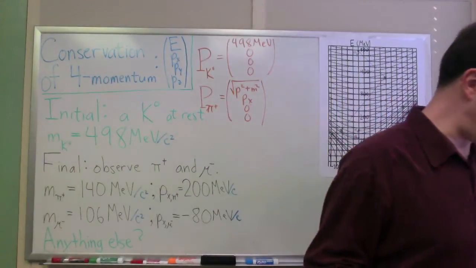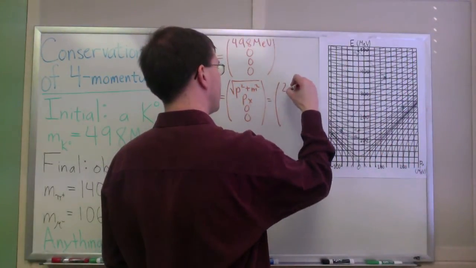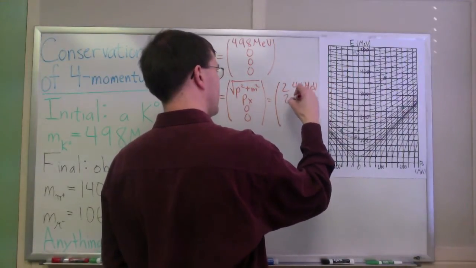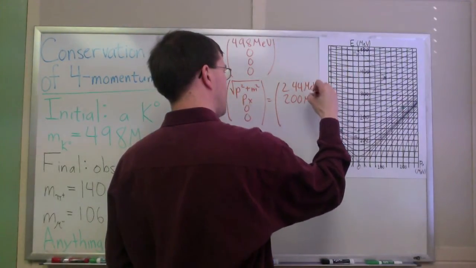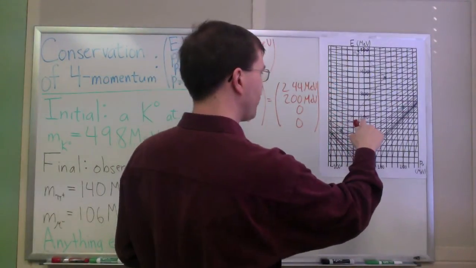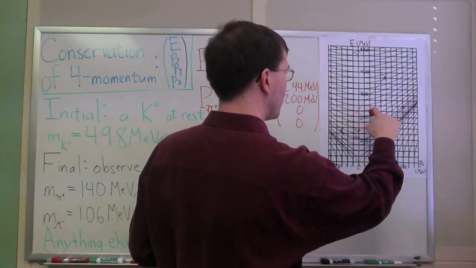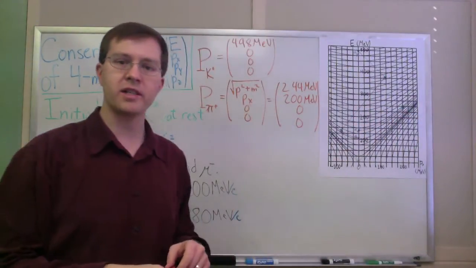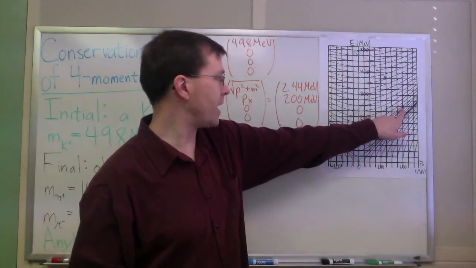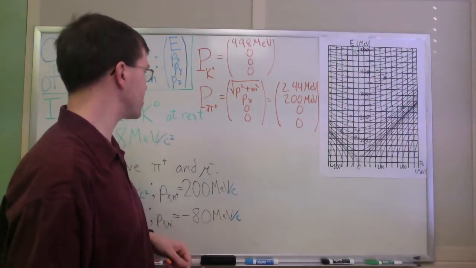When I did that for the pion, I got 244 MeV, 200 MeV, 0, 0. How does that compare? 244, this was 250 at this point here. So yeah, that's about right. That corresponds to where the 200 line came up and hit my hyperbola. So the hyperbola paper paid off. It did exactly what it was supposed to.